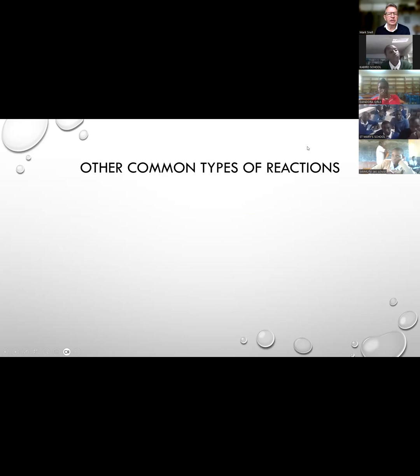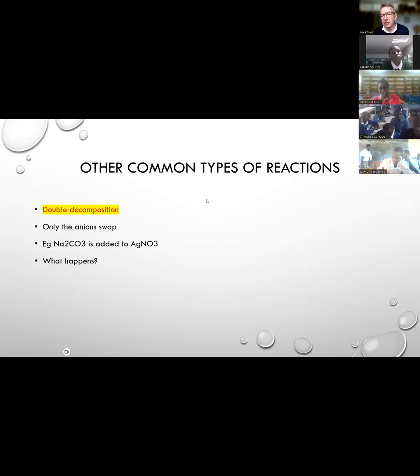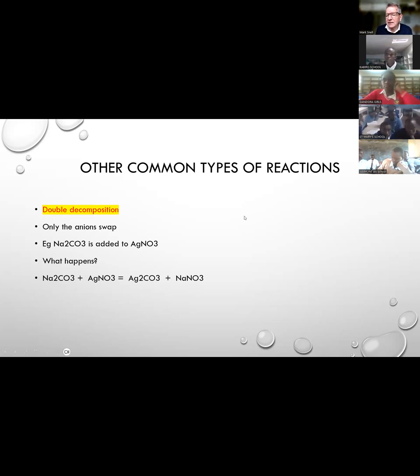The next type of reaction was double decomposition, where you have 2 salts and the 2 salts swap over one part of them. So, for instance, when sodium carbonate and silver nitrate get together, the nitrate and the carbonate swap partners. So we get Na2CO3 becomes Ag2CO3, and AgNO3 becomes NaNO3. Now, this isn't balanced. I said I wasn't balancing things, but today you will be writing balanced equations.